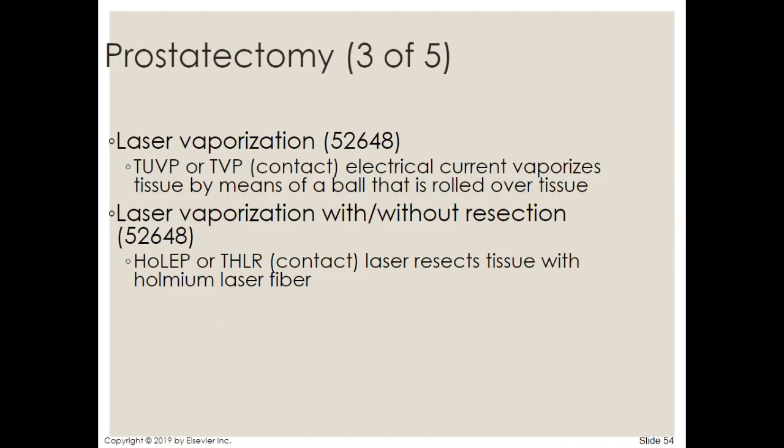Prostatectomy. Vaporization is done through electrical currents. So laser vaporization, 52648. TUVP or TVP, contact electrical current, vaporizes tissue by means of a ball that is rolled over the tissue. Laser vaporization with or without resection is 52648. The HoLRP or the THLR, contact laser, resects tissue with a holmium laser fiber.